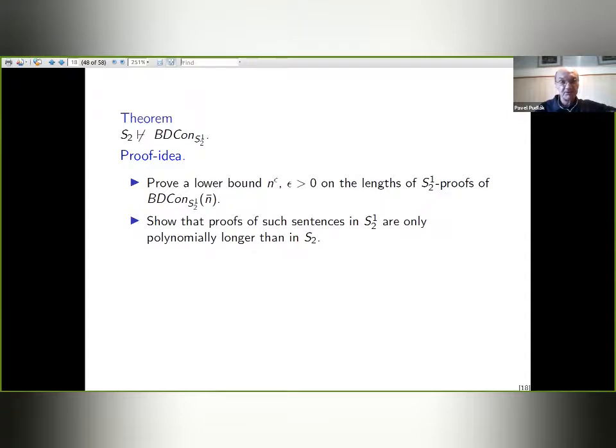So here's a proof idea. The idea is first to prove a lower bound on the length of proofs of these bounded consistency statements. We just need a lower bound n^ε, for a positive constant ε, on the length of S^1_2 proofs of the bounded consistency of S^1_2. To prove this, one uses a similar sentence as we used for Friedman's theorem, except that we replace provability by bounded provability. Otherwise, it is the same.